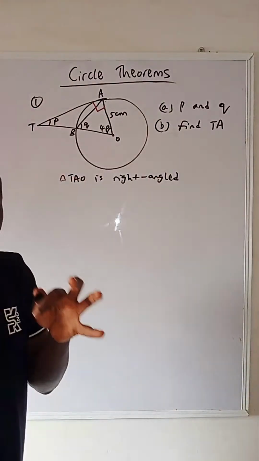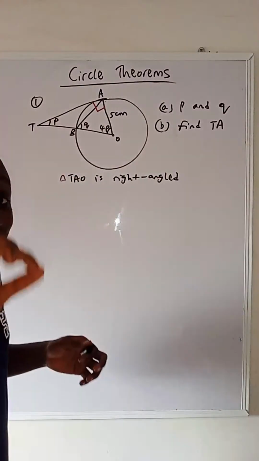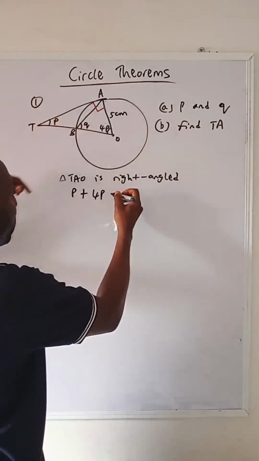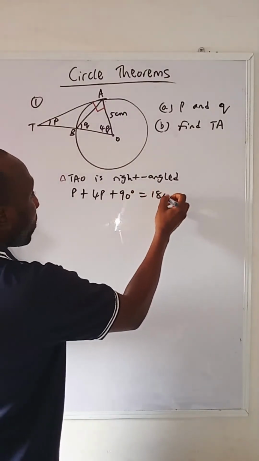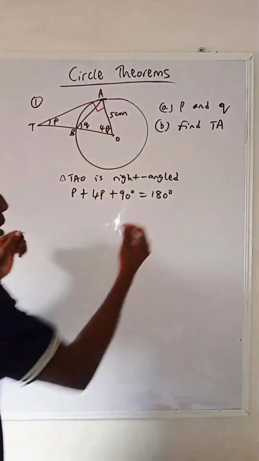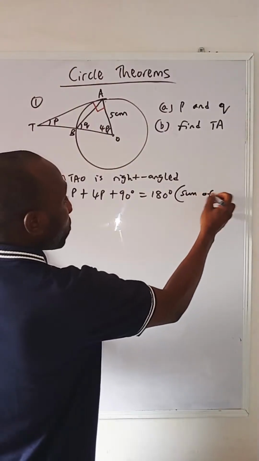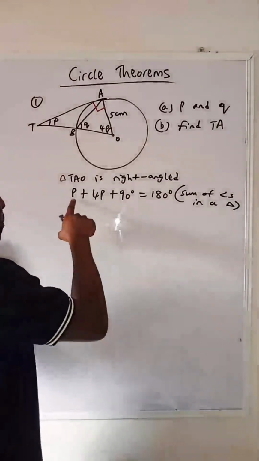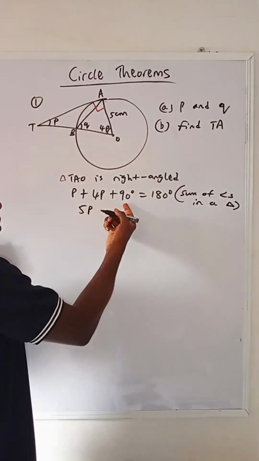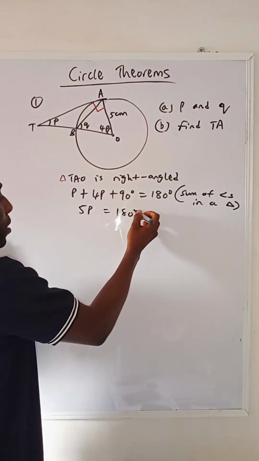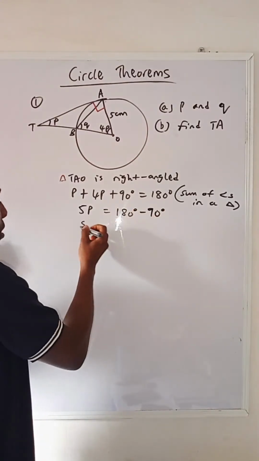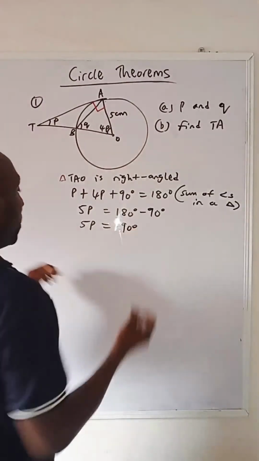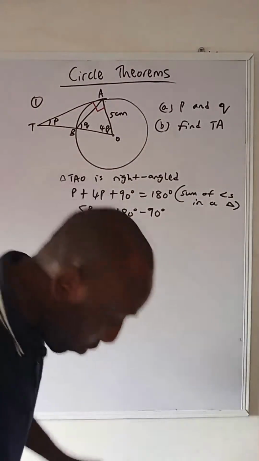And we know that when you add all the angles in a triangle, it will be what? 180 degrees. So when you add P to 4P to 90 degrees, you will get 180 degrees, by the sum of angles in a triangle. P plus 4P is 5P. Move 90 over, you get minus 90 degrees. So 5P is equal to 180 minus 90, which is 90 degrees. Divide both sides by 5.